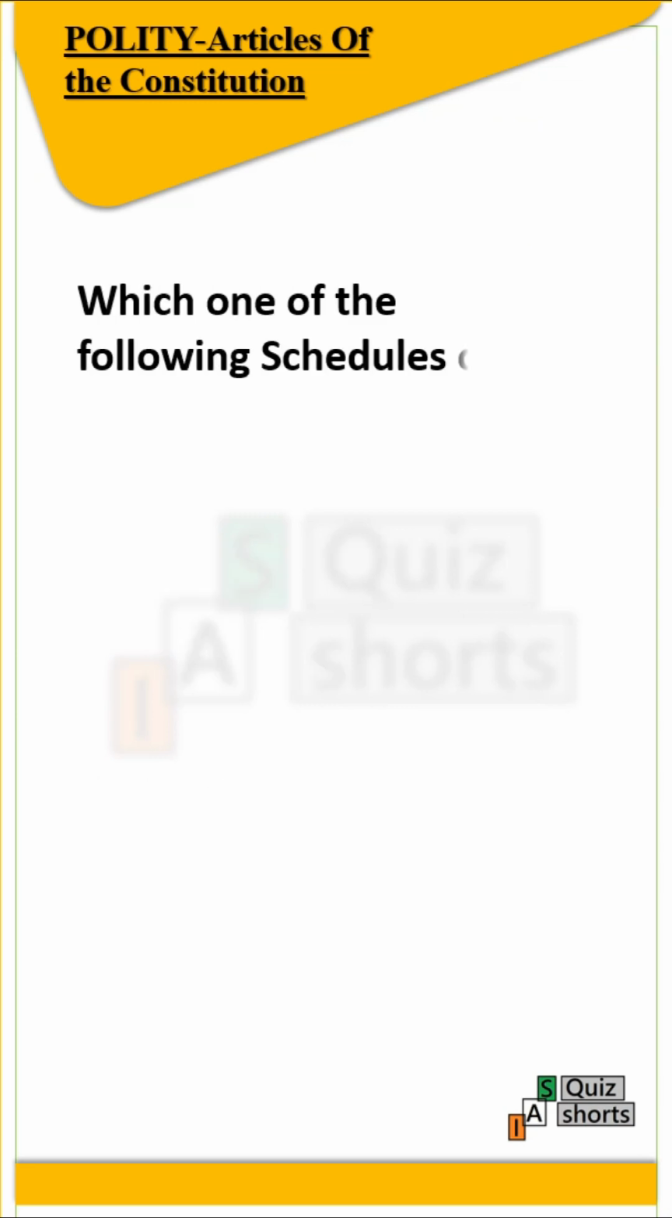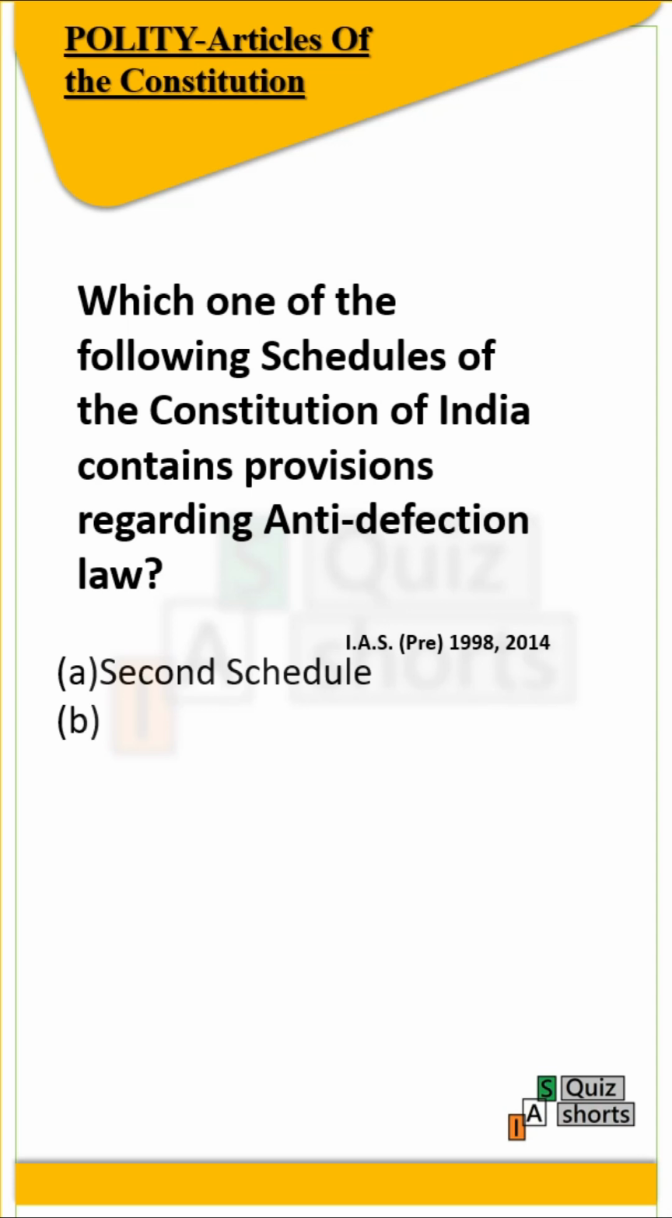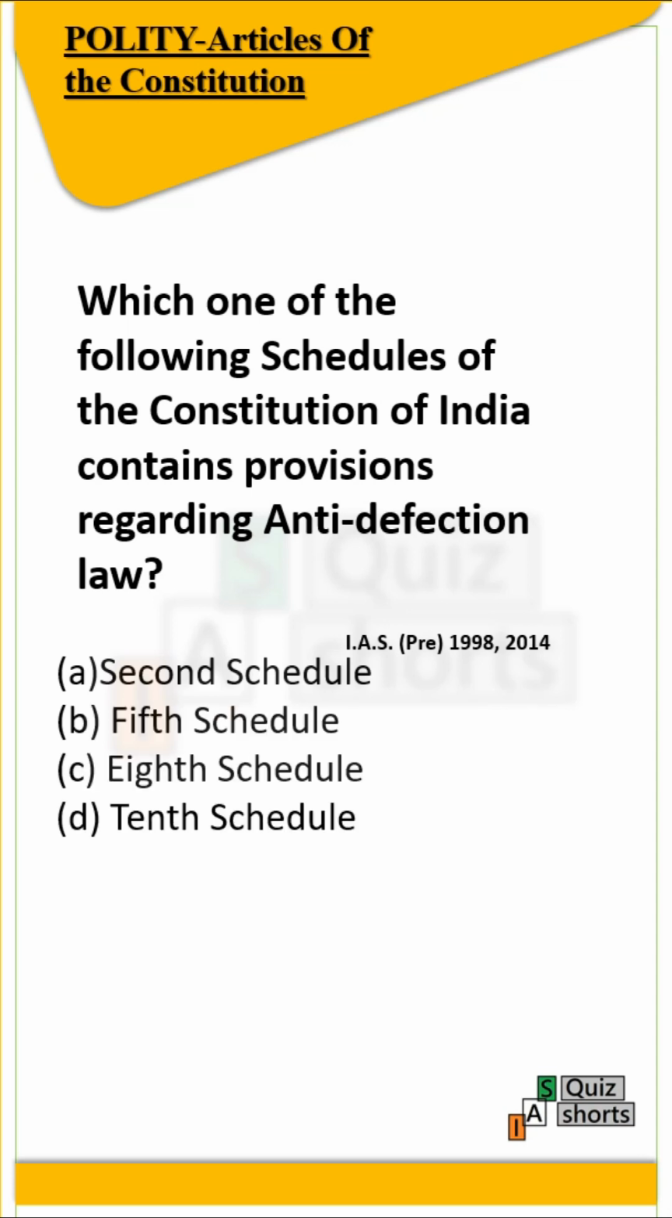Which one of the following schedules of the Constitution of India contains provision regarding anti-defection law? A 2nd schedule, B 5th schedule, C 8th schedule, D 10th schedule. Answer is D 10th schedule.